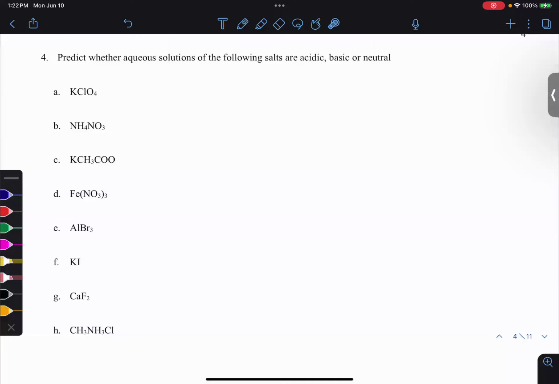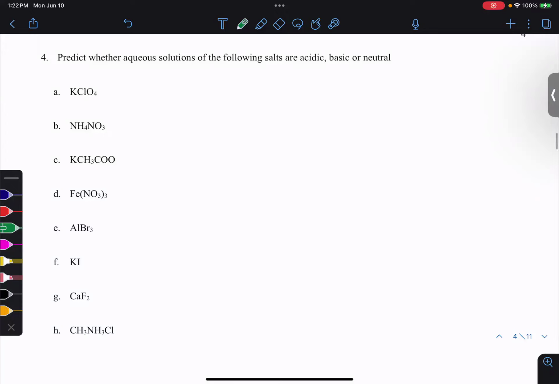Okay, but we already know how to do this one, right? Predict whether these salts are acidic, basic, or neutral. So remember, we're looking at conjugates, the cation and anion forms of weak acids and weak bases. So we need to split all of these into cations and anions and predict, okay, is it going to be neutral, acidic, or basic? The idea is if it comes from a weak thing, like a weak acid, its conjugate is a weak base. If it comes from a weak base, its conjugate is a weak acid.